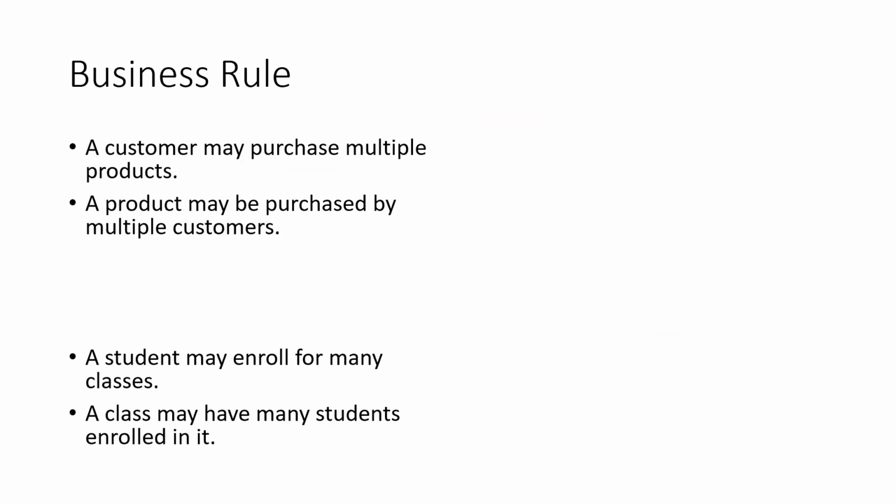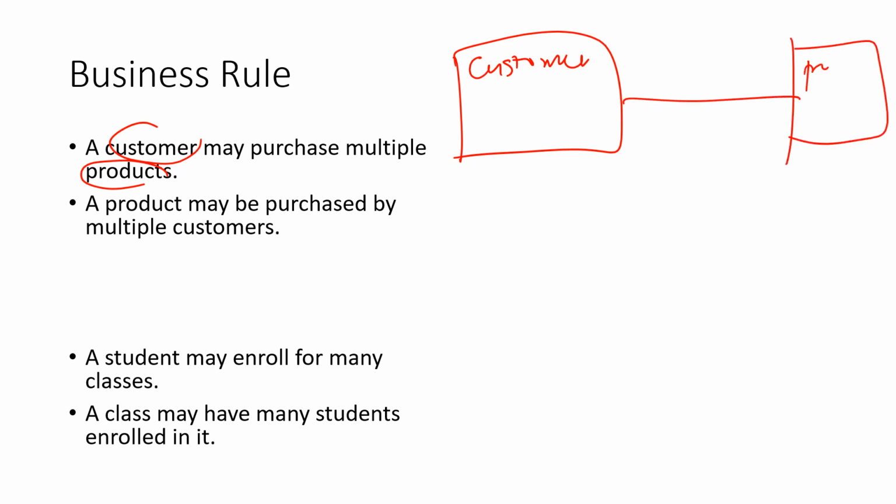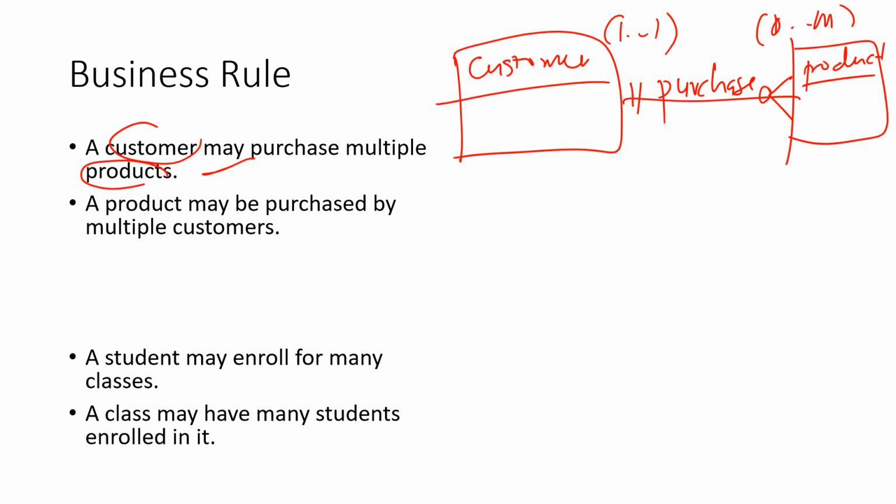Okay, next, a customer may purchase multiple products. So here, customer and product. The verb is purchase, so the relationship is named purchase. A customer may purchase multiple products. May purchase, so maybe they can have this kind of relationship. So this is one mandatory, zero to many.